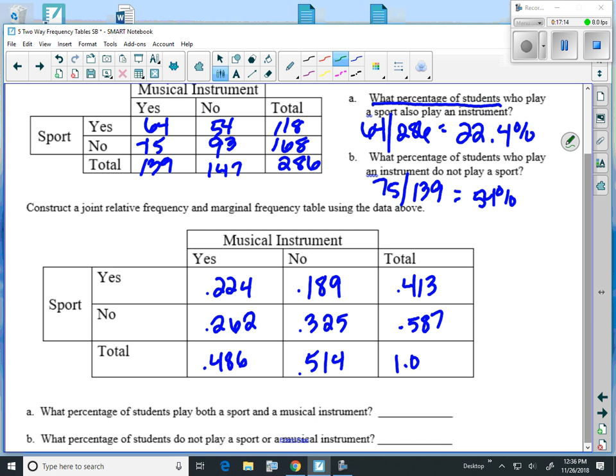What percentage of students play both a sport and a musical instrument? So, yes and yes. What is that? 22.4. What percentage of students do not play a sport or a musical instrument? So, what are we looking for here? No and no. That's right here. 32.5%. So again, with that decimal, you have to move it over 2 times to make that percent. Doing okay?